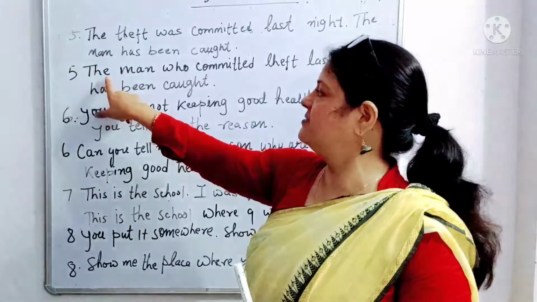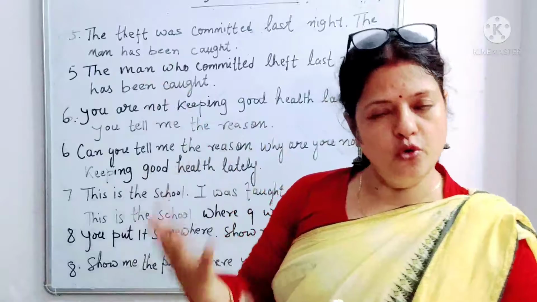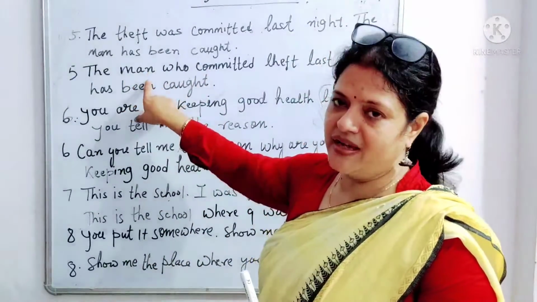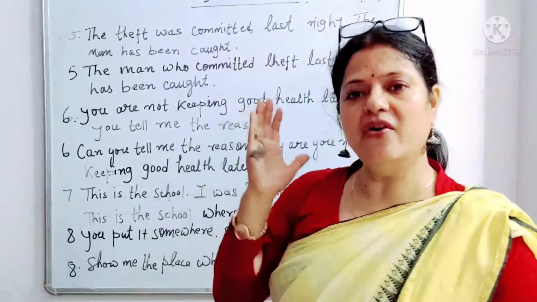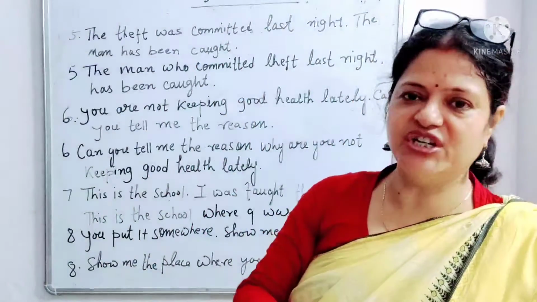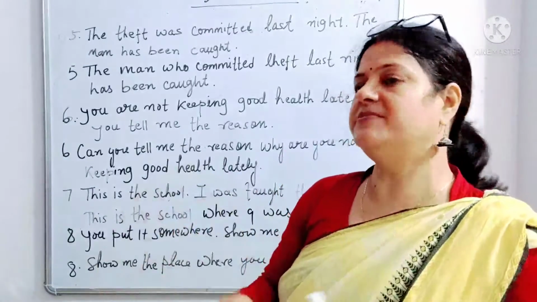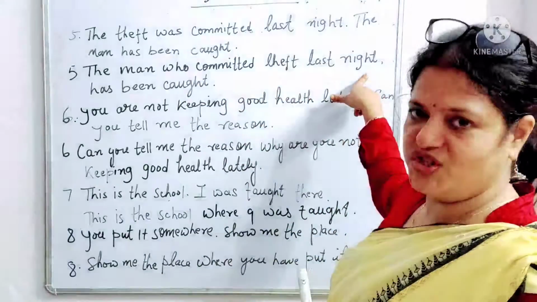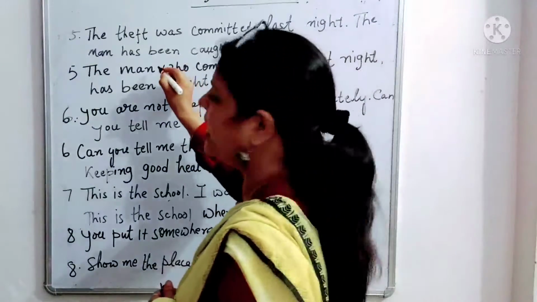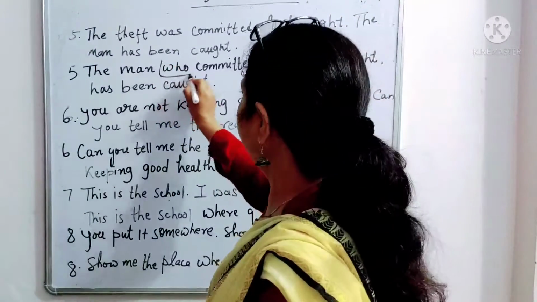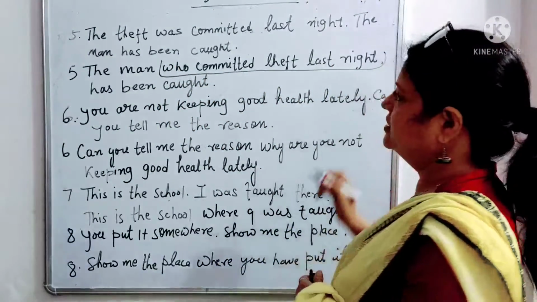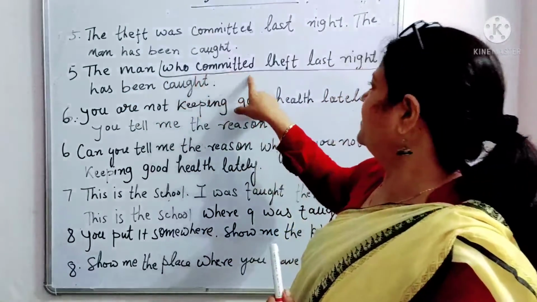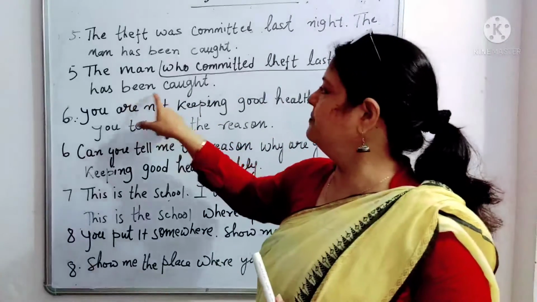So we find that this man is a noun about whom something has been said. So we'll write man, and immediately after this man we have to write an adjective clause which describes this man. Okay, so the man who committed theft last night. So till here we have a subordinating adjective clause. So the man who committed theft last night has been caught.